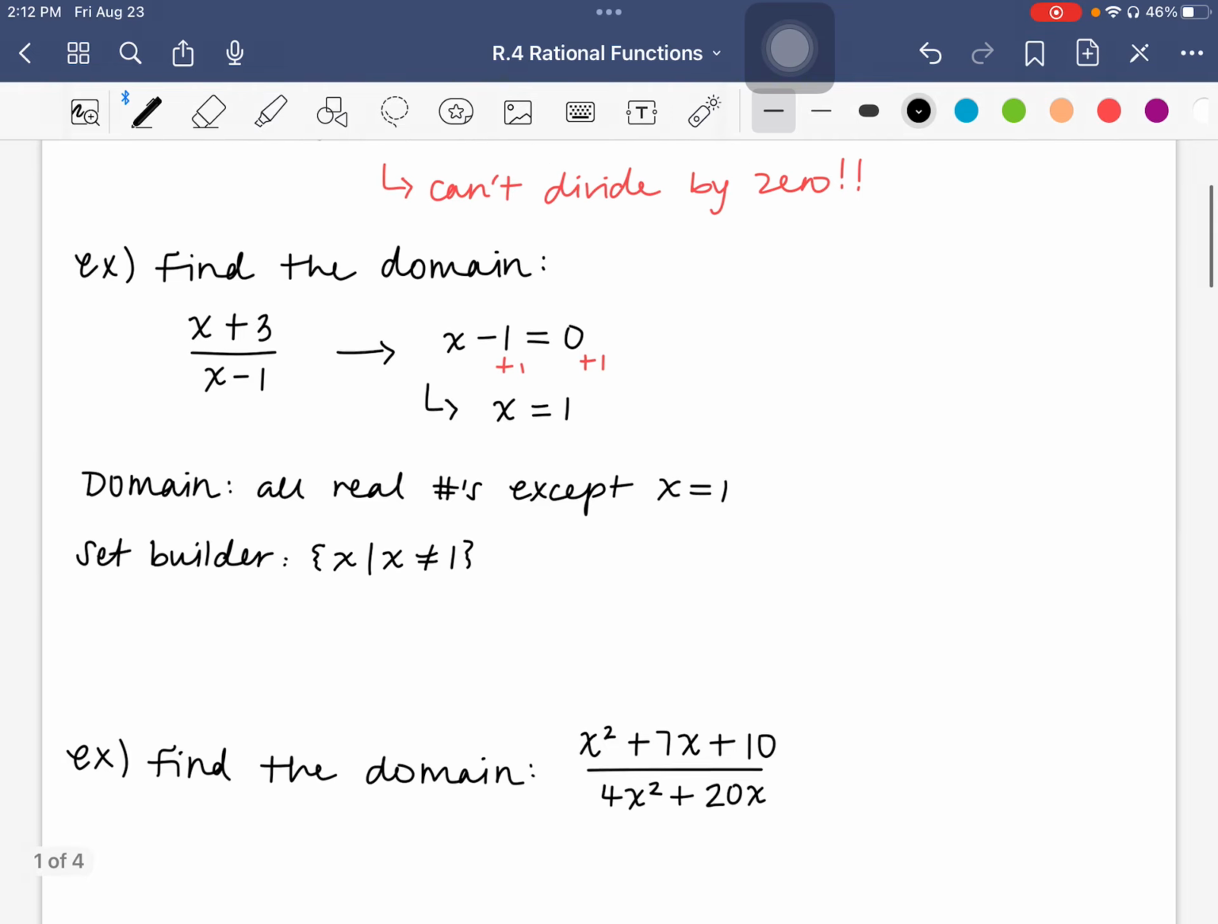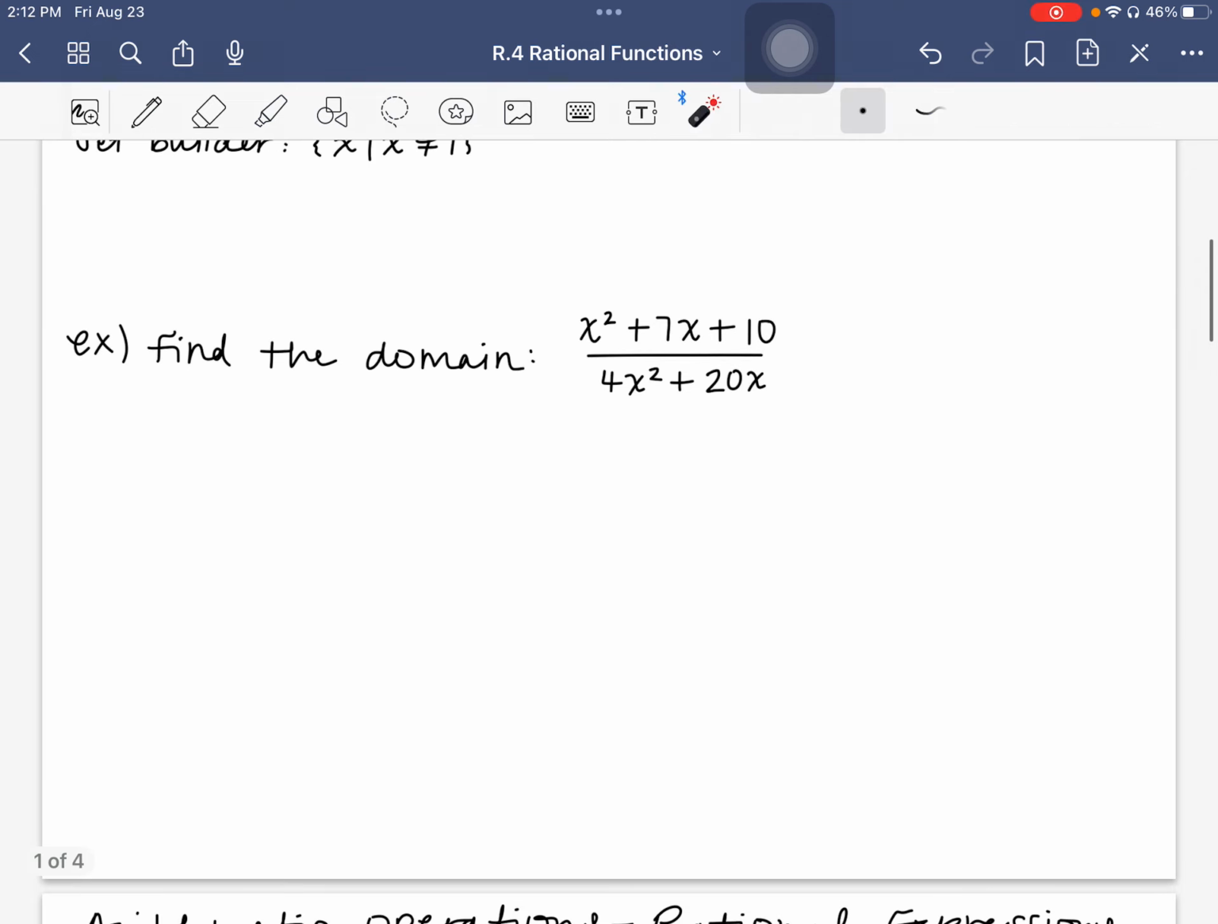All right. So let's look at this next example here. We have a little more complicated rational expression here, and we still want to find the domain. So what we're going to do first is we're going to factor this guy to see if we can simplify it at all and see if it'll be a little bit easier to work with. So if we were to first factor, let's look at the numerator. We have x squared plus 7x plus 10. So we need two numbers that will multiply to 10 and add to 7. And we're just adding these guys here. So it'll be pretty simple.